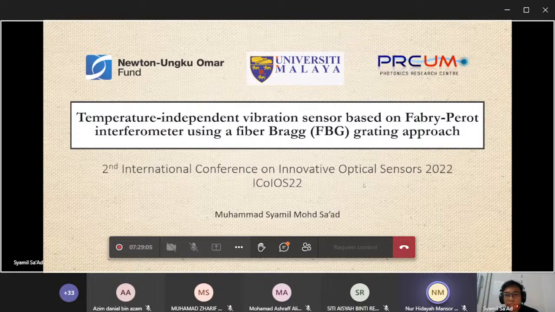Bismillahirrahmanirrahim. Assalamualaikum. A very pleasant evening to everyone. I'm Muhammad Shamil. I will present my work, which is a temperature-independent vibration sensor. It is a vibration sensor based on a Fabry-Perot interferometer using the FBG approach.